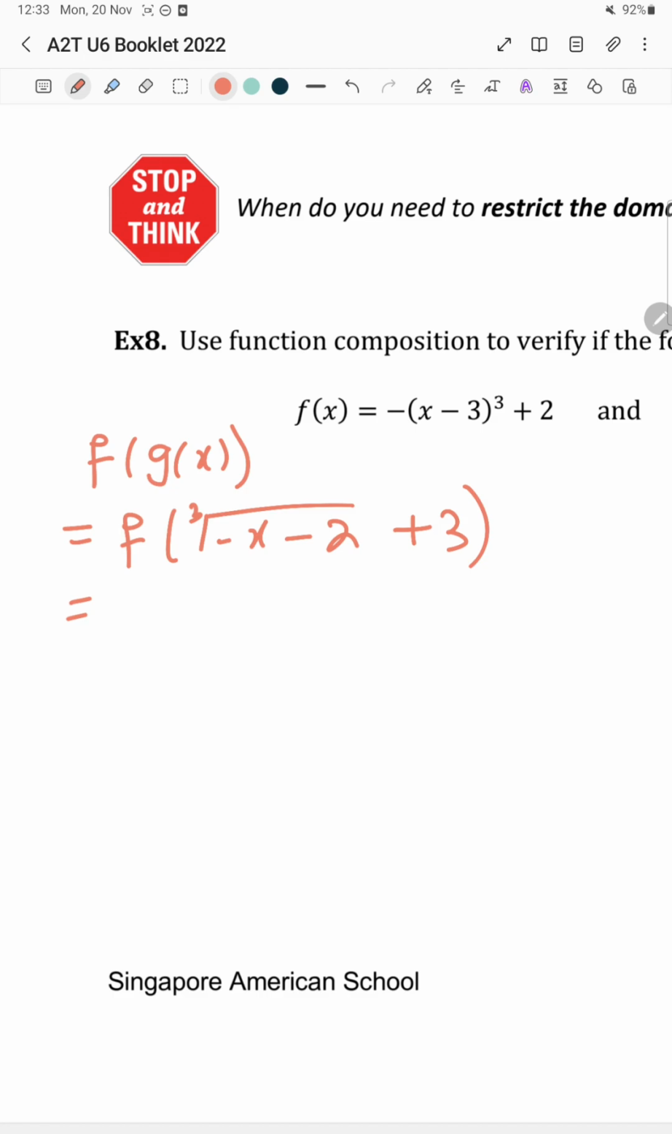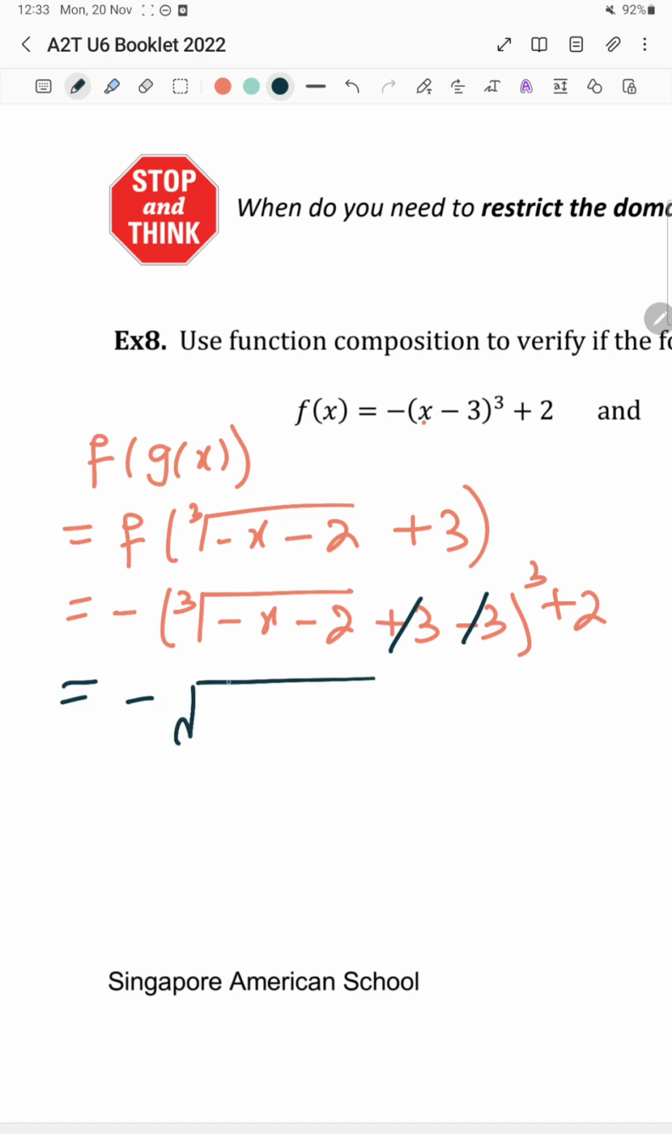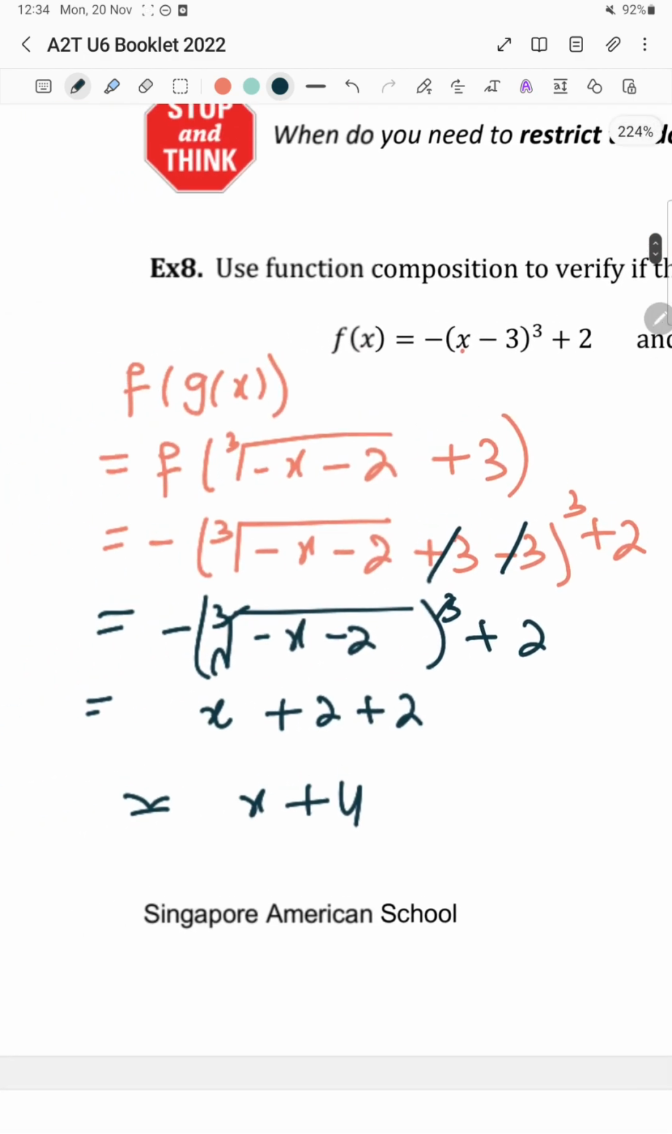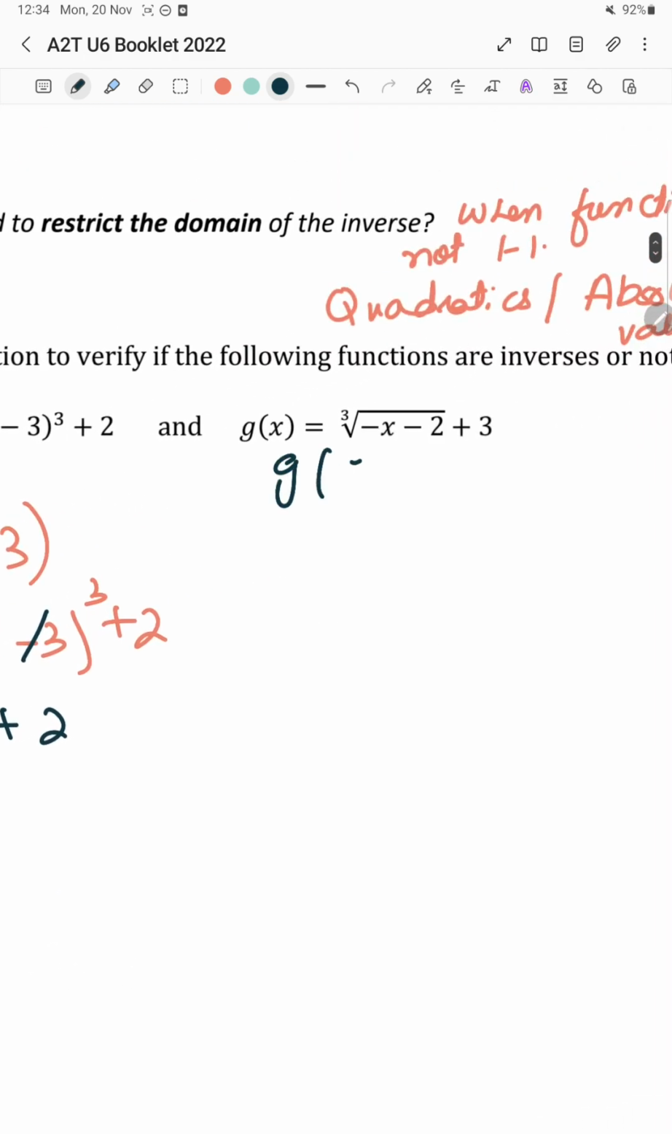Okay, so now we're going to put it in f of x: we're going to put x minus 3, cubed, plus 2. So what you're going to get is minus x plus 4. g of f of x.